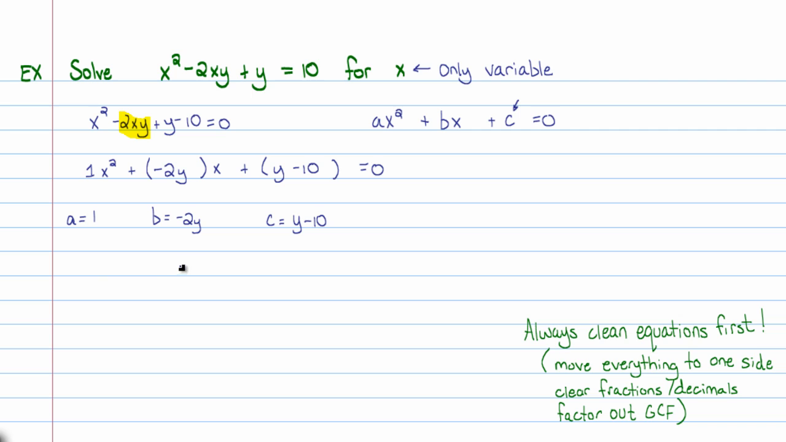So let's go ahead and use the quadratic formula here. It tells me that x is equal to the opposite of a, which is actually going to be 2y, plus or minus the square root. Did I say a? I meant the opposite of b. The opposite of b, which is 2y, plus or minus the square root of b squared minus 4 times a times c. And this whole thing is going to be divided by twice a.